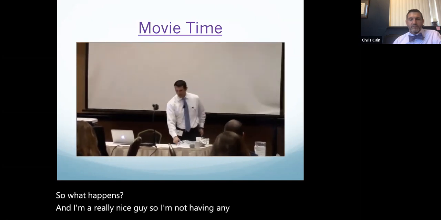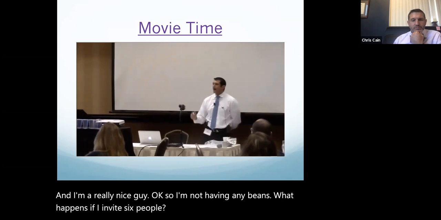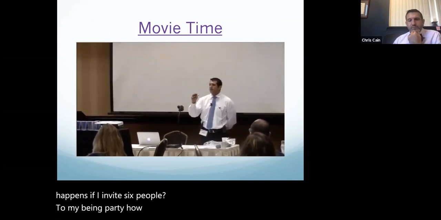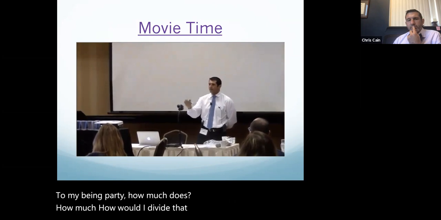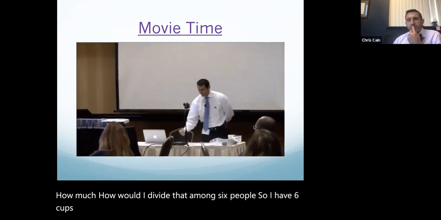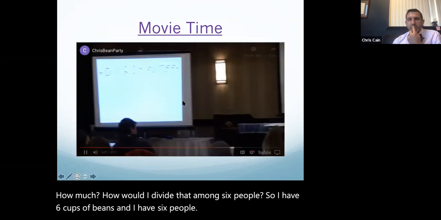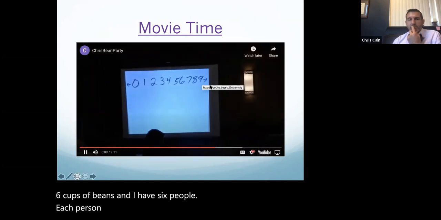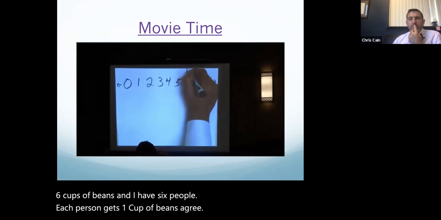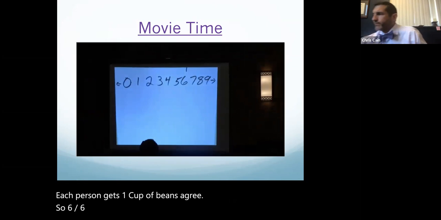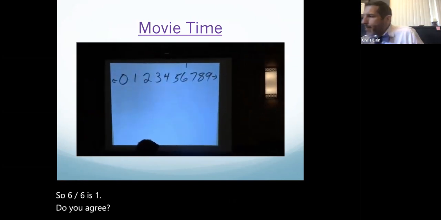What happens if I invite 6 people to my bean party? How would I divide that among 6 people? So I have 6 cups of beans and I have 6 people. Each person gets 1 cup of beans, agree? So 6 divided by 6 is 1. Do you agree? So they get 1 cup of beans.